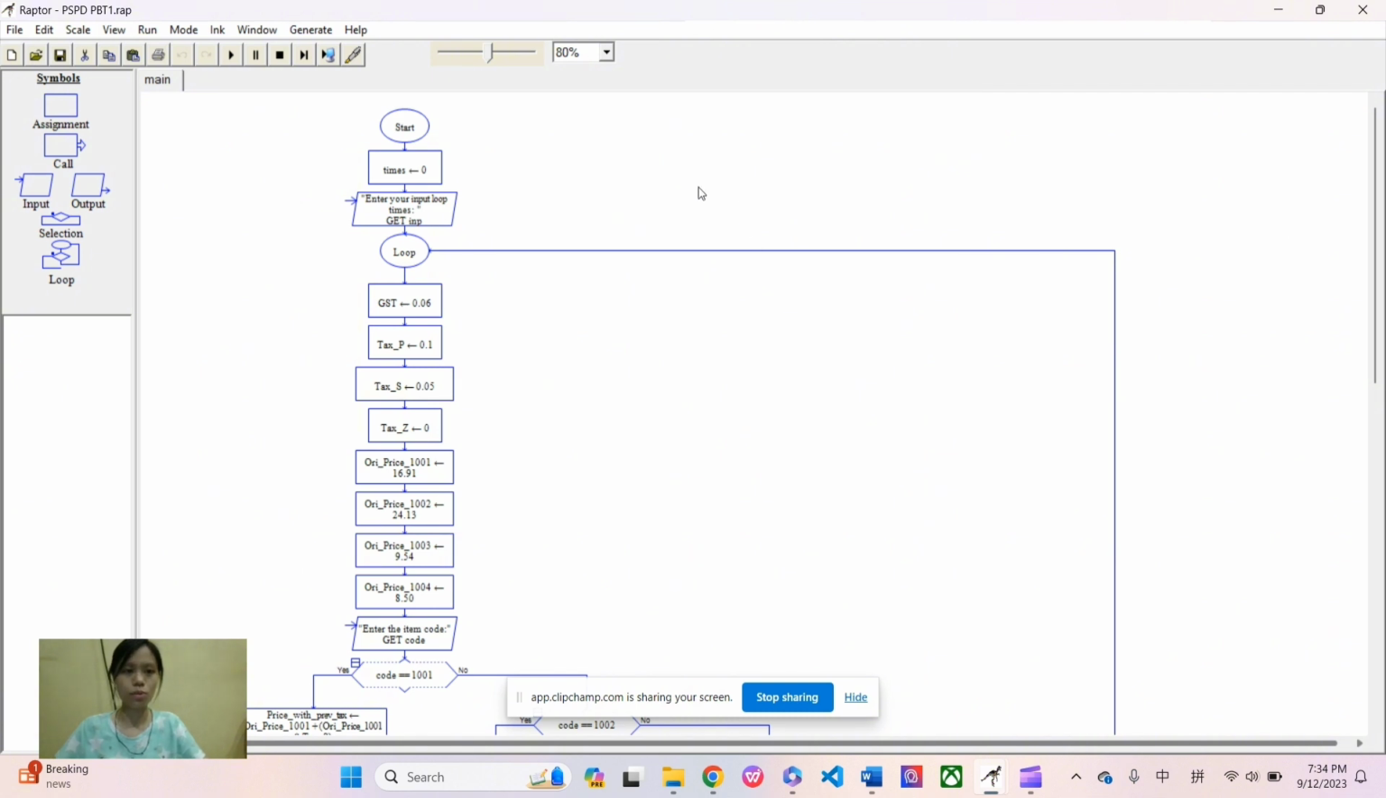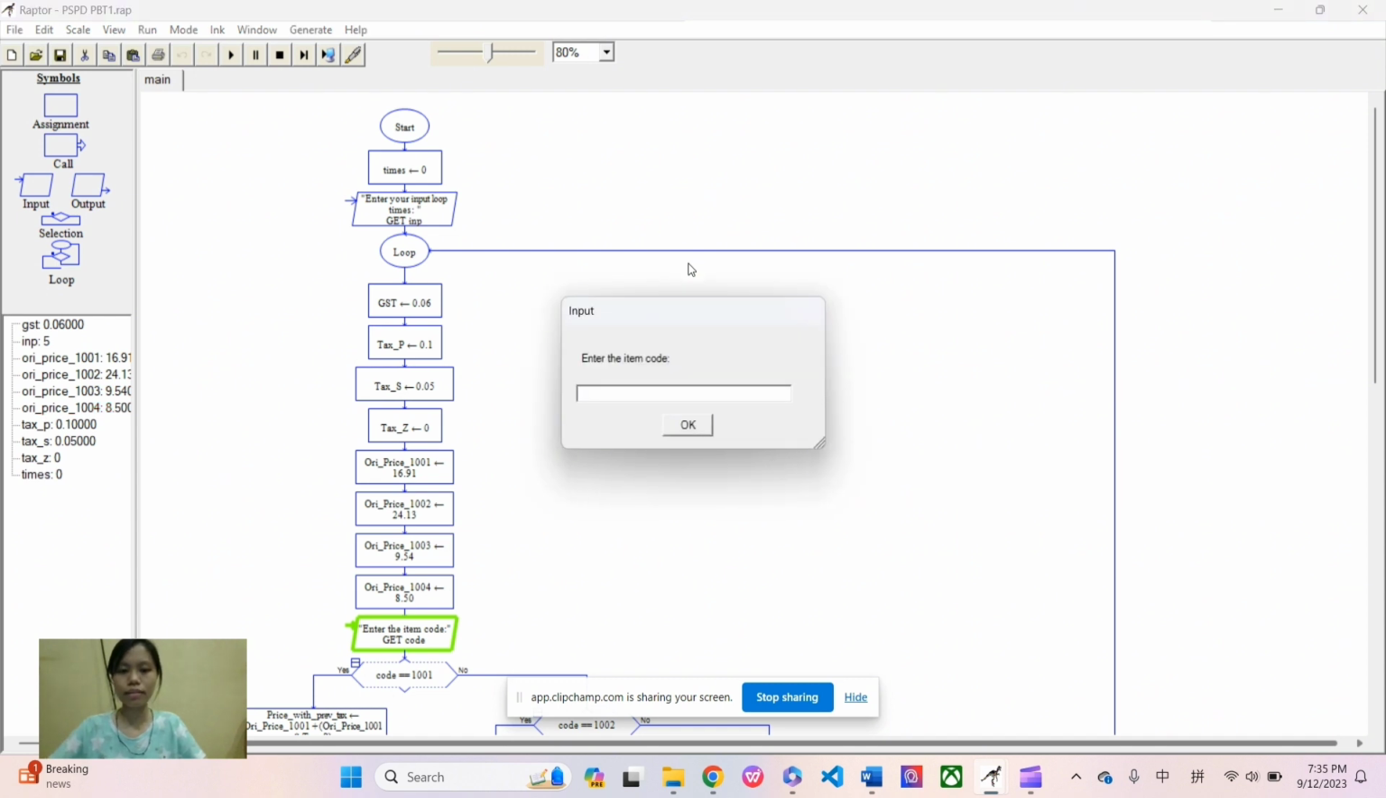And I will start to run the program to see the process. First, we have to enter the input of loop times. As the question given, we have to loop at least 3 times, so I just loop it for 5 times. So this is the first time. I enter the item code as 1001.